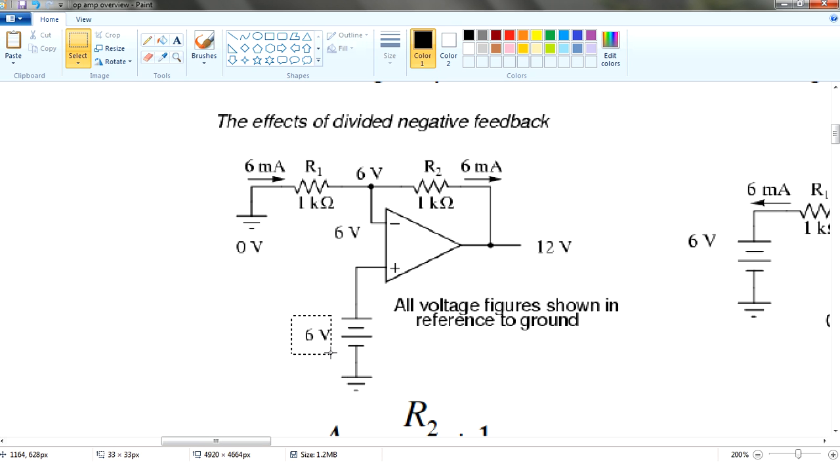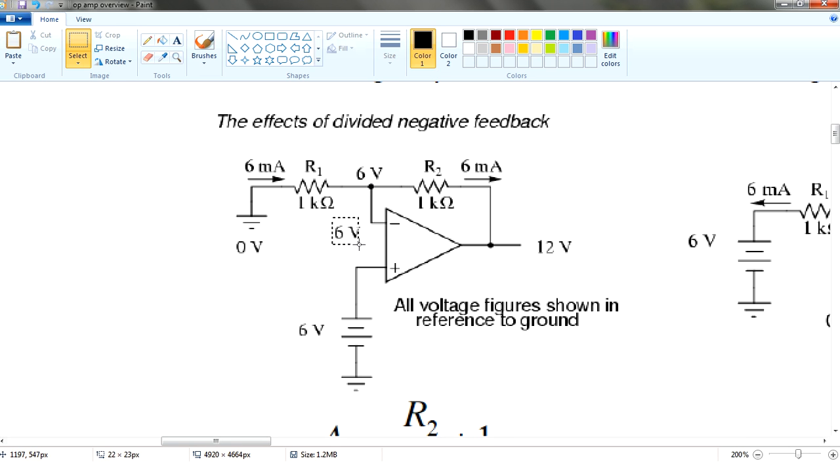So this 6-volt itself is a source. Okay, it's a power source. So this power source is fed into the positive side, right? It's fed into the positive side. So why is there a 6-volt over here? As you can see, there is no supply source over here. But why is there a 6-volt?